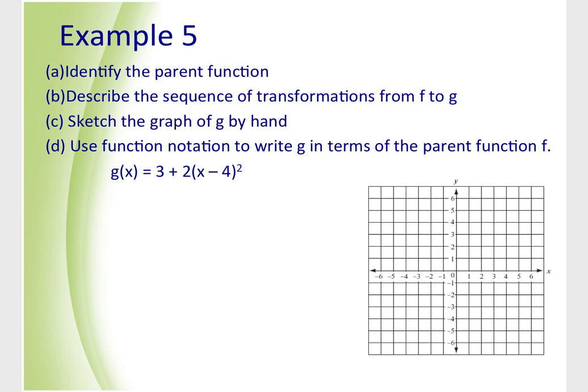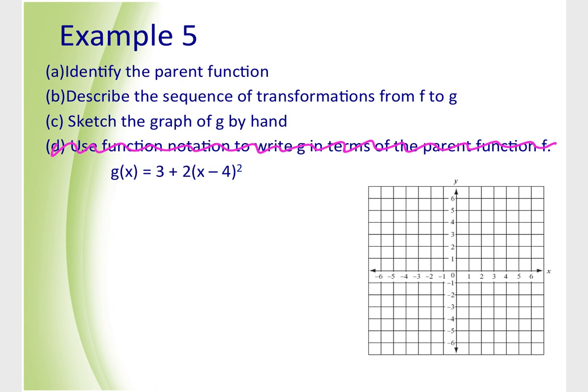All right. Example 5. Identify the parent function. Describe the sequence of transformations from F to G. Sketch the graph of G by hand. And I'm going to let you ignore D, to use the function in terms of the parent function. Ignore that. Do this. And the next one, same thing. So write it out. Describe it. You can use symbols to talk about the transformations. And then you're going to graph it by hand. Let's see how well we can do.